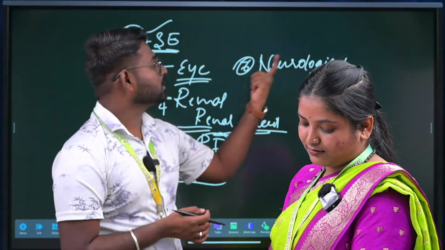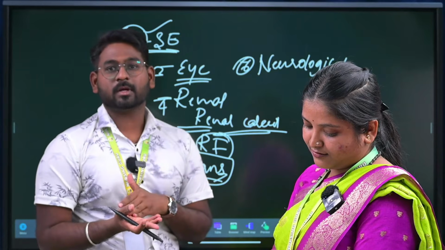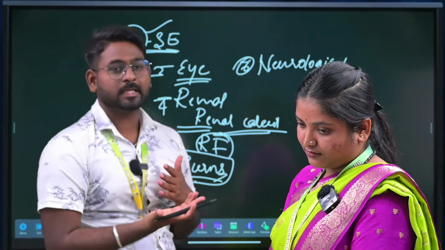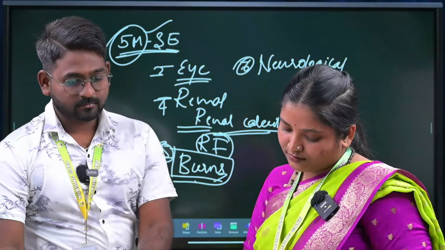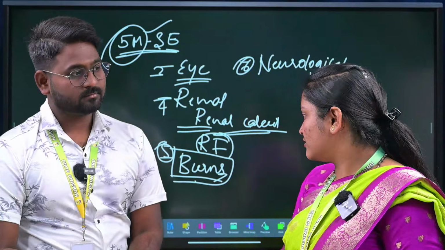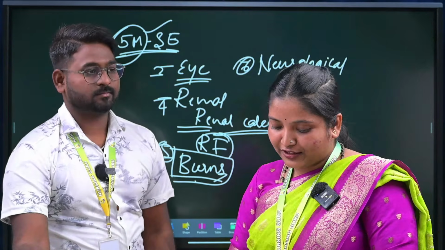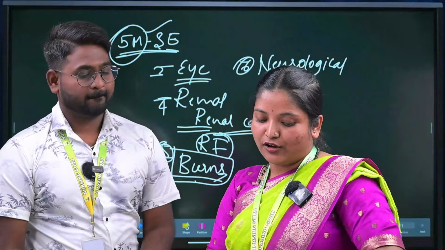In neurological, you have different conditions as we already discussed. The neurological disorders we have already discussed each and everything. Next, the 7th question is all about immunology.